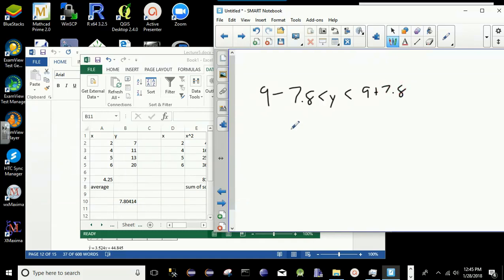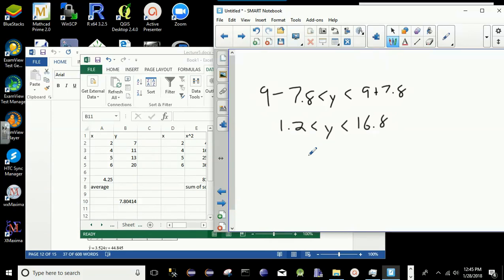Okay, so that would be 1.2 less than y less than 16.8. So that's the range of output for a given input of 3 based on the sample and the regression equation. All right. Okay, so what next?